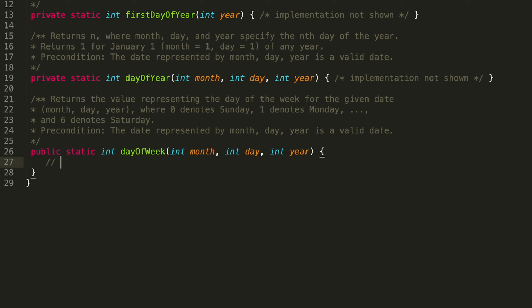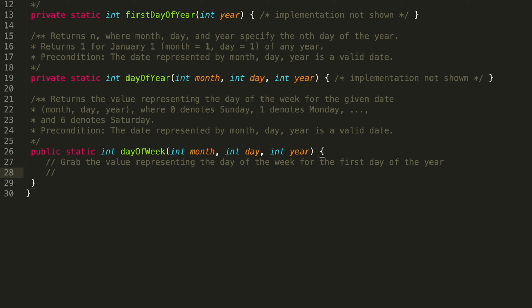The first thing we want to do is grab the value representing the day of the week for the first day of the year. Remember that this is our starting point. So based off of this value, we can then use the other helper method to determine the day of the week given any day. Next, what we need to do is figure out that offset.